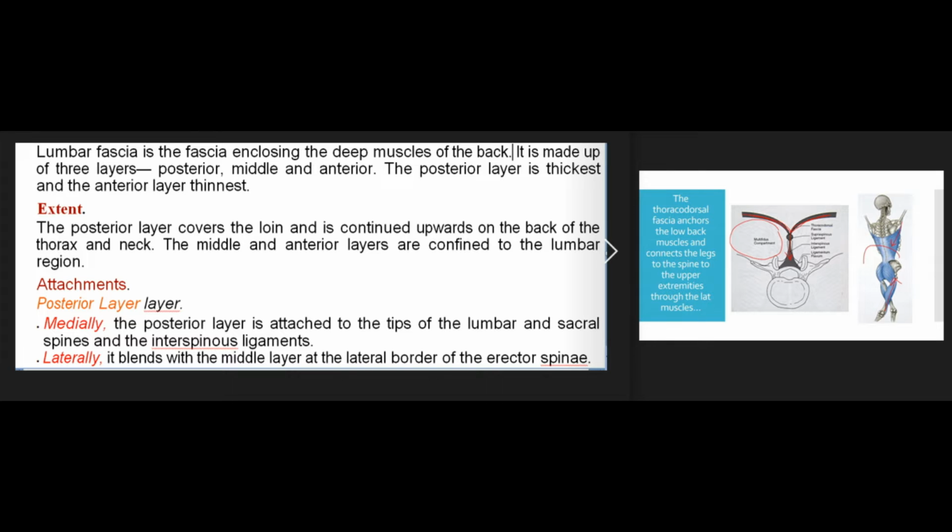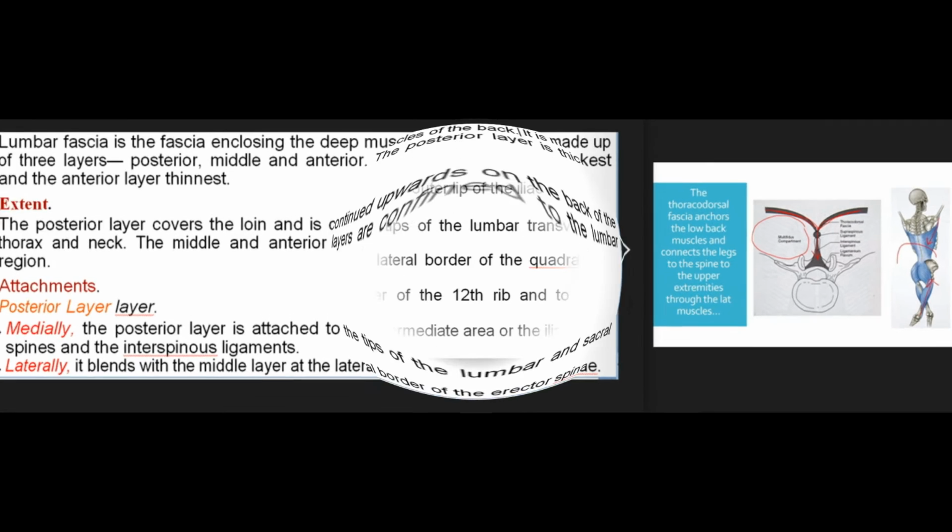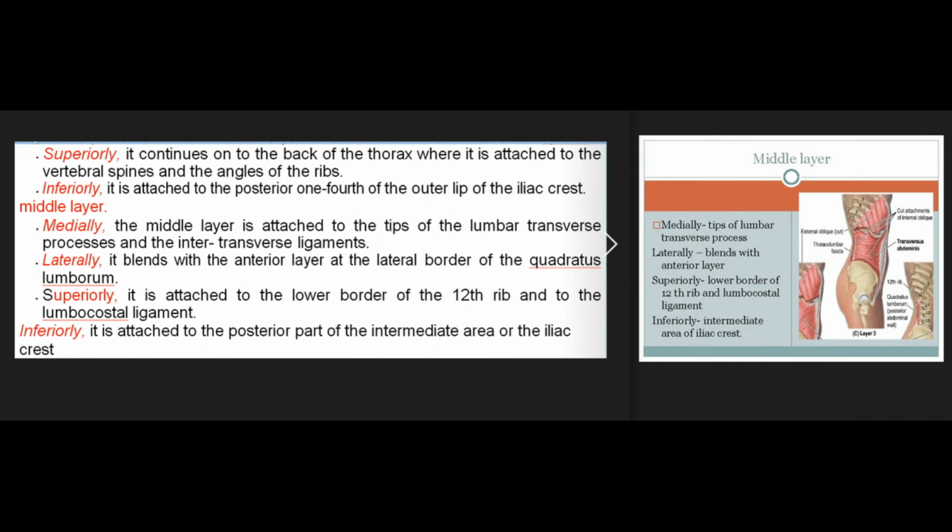Attachments. Posterior layer: medially, the posterior layer is attached to the tips of the lumbar and sacral spines and the interspinous ligaments. Laterally, it blends with the middle layer at the lateral border of the erector spinae. Superiorly, it continues onto the back of the thorax where it is attached to the vertebral spines and the angles of the ribs. Inferiorly, it is attached to the posterior one-fourth of the outer lip of the iliac crest.